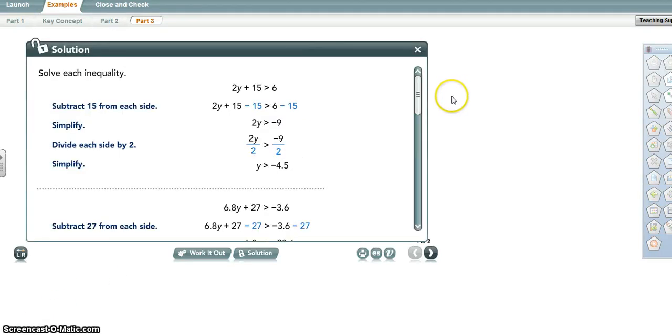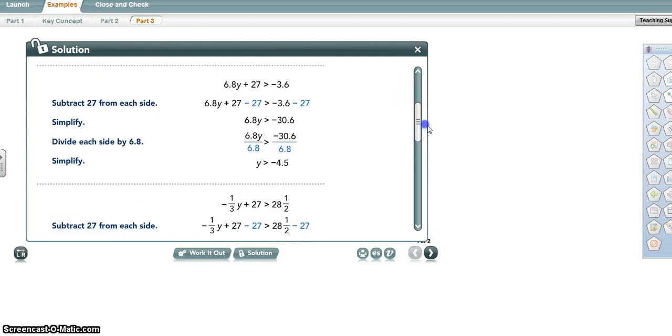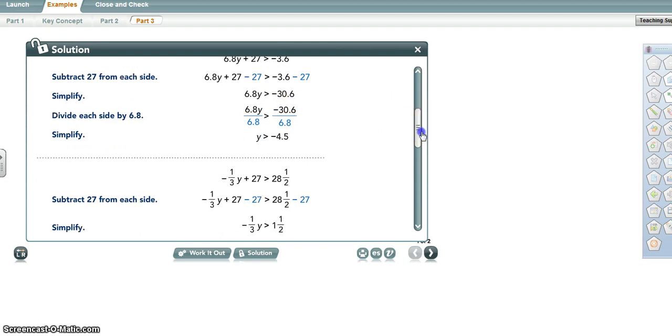Okay, so on the first one, you should have got y is greater than negative 4.5. You had to do some subtraction on both sides and then some division. On the second one, you should have got y is greater than negative 4.5. We had to start with some subtraction and then do some division on both sides.